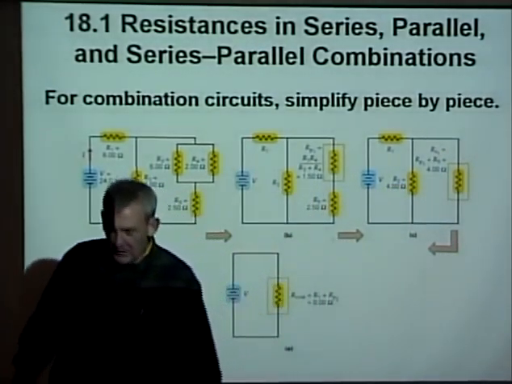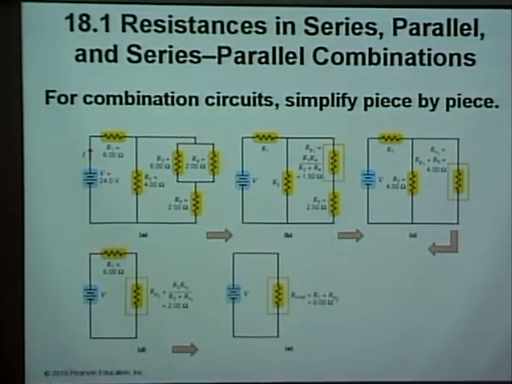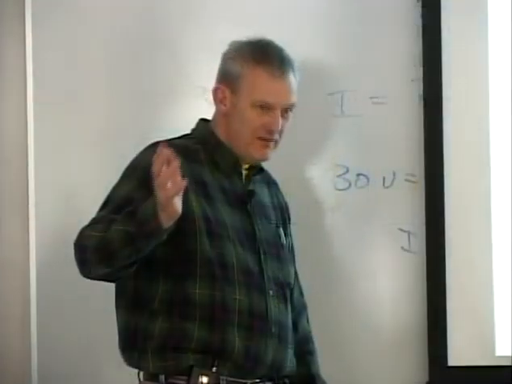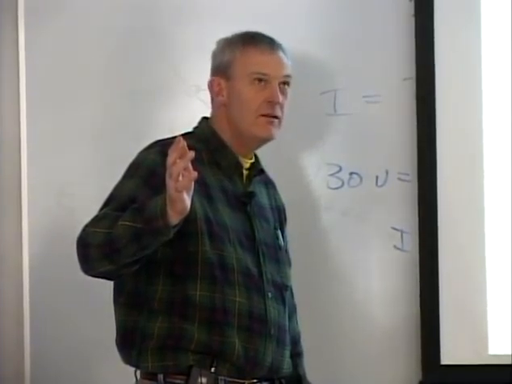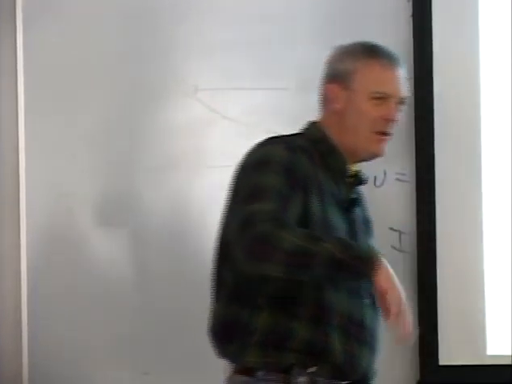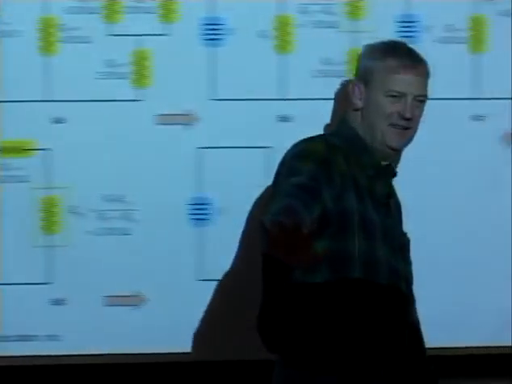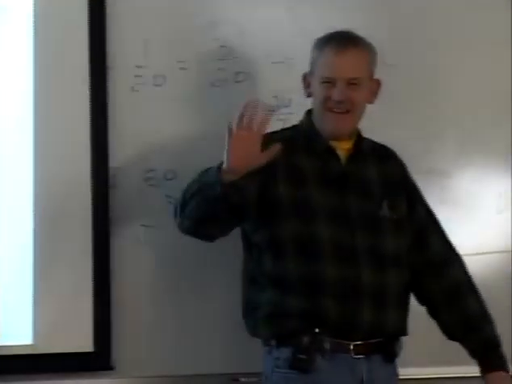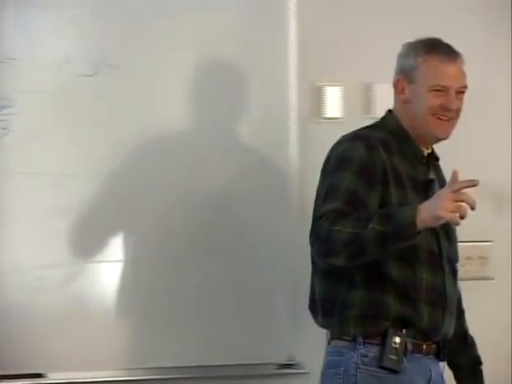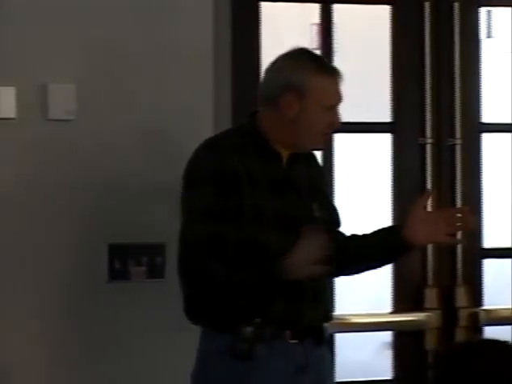I know Rachel knows exactly how to define it. What's that? V over R equals, okay, well, that's one way to manipulate the algebra, but what is it? Coulombs per second, right? That's what it is. How much charge flows through a certain area per second? That's what current is, okay?